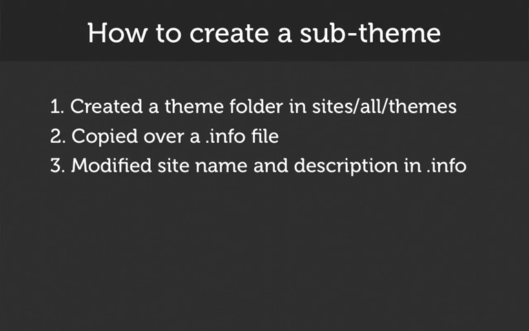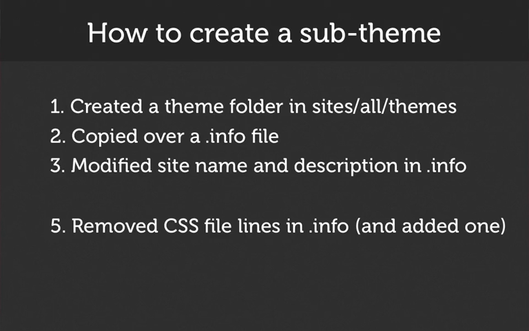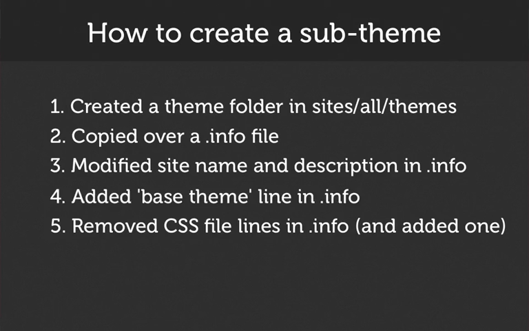We changed the name and the description. We removed all of the CSS files and added an additional CSS file for our custom CSS. And then we added this one line for base theme where we set the parent theme, which in this case was Bartik. Through that one line, we're able to include all of the CSS files in the parent theme without having to copy over the CSS files to our current theme. We also get to carry over a number of other things that I'm not going to go into here from the parent theme. So once we've done all that, we have everything that we need for a functional sub-theme.